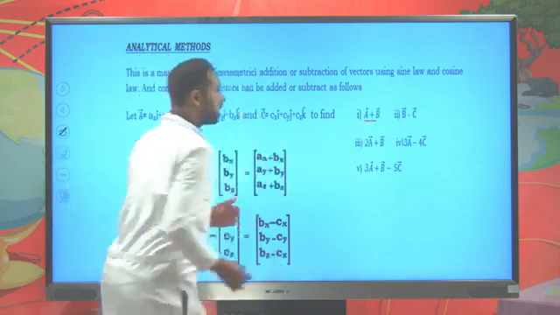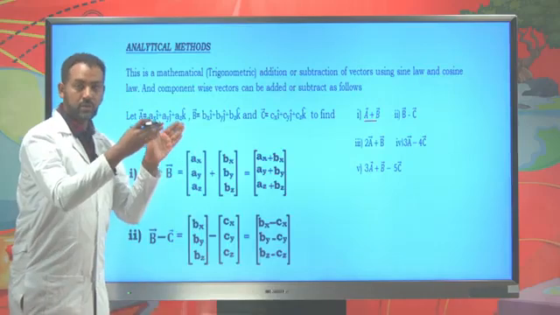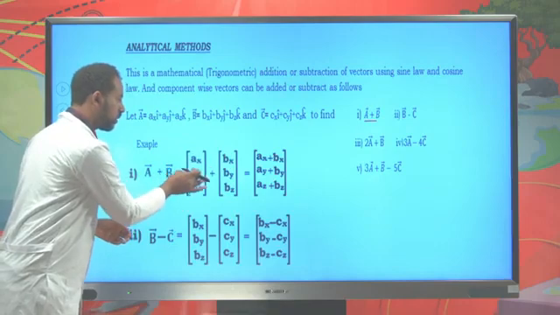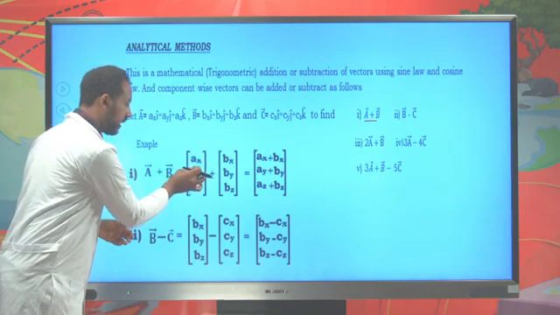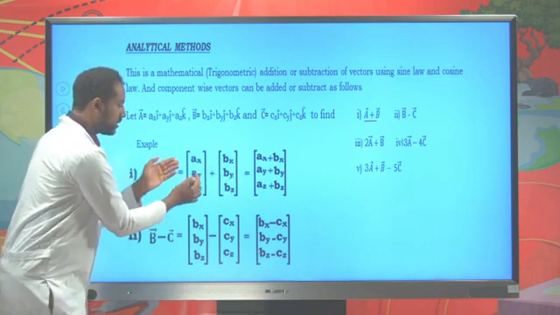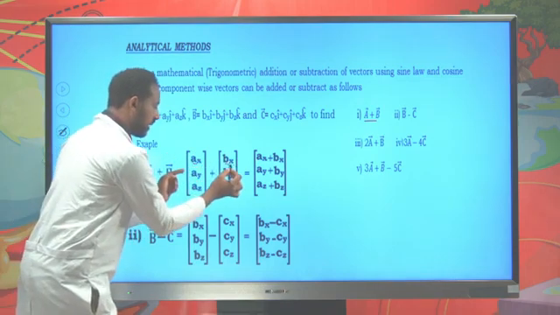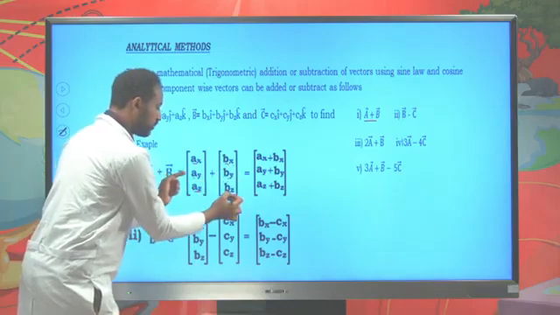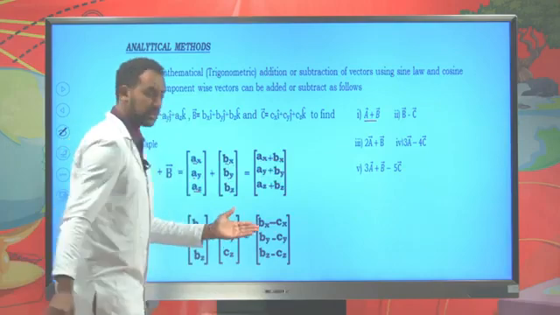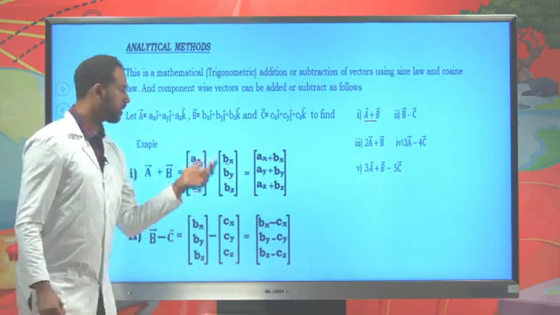If you want to determine the summation of those two vectors, a plus b, it's possible to use column-wise or row-wise, meaning it's possible to put all the components of a, ax, ay, and az, and b, bx, by, and bz. Therefore, it's possible to add the corresponding components, ax with bx, ay with by, az with bz. If it is summation, you can add. If it is subtraction, you can subtract. It's possible to add those two vectors using column techniques.